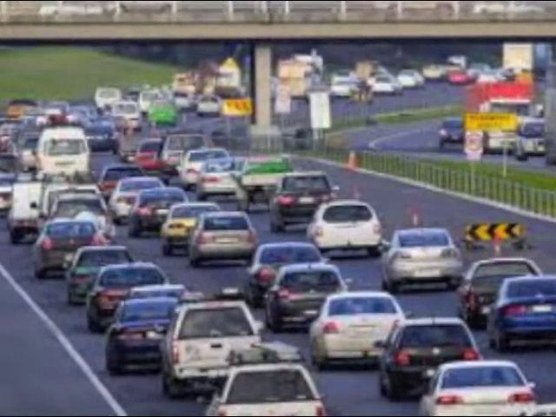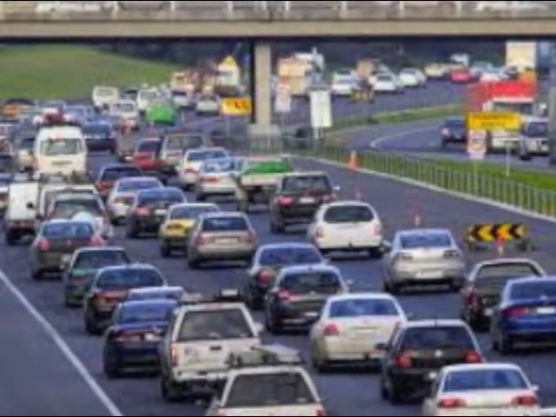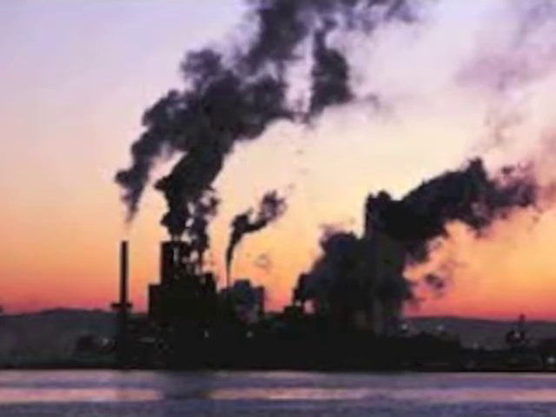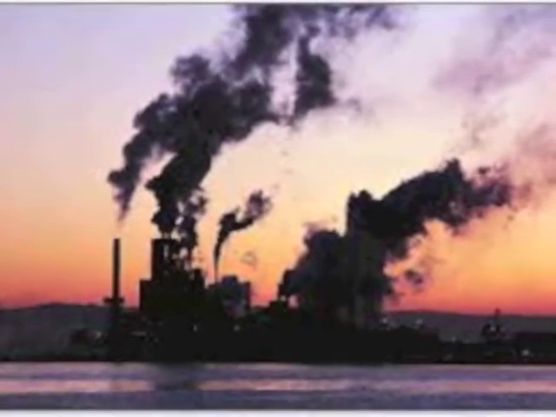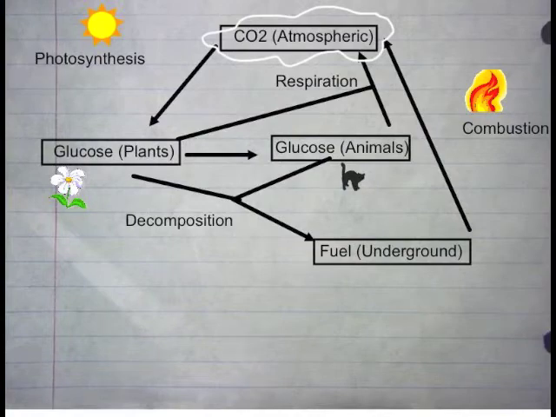More often, we use this fuel to power our cars and factories, and when it's combusted, we get energy as well as the waste product of CO2, which goes back into the atmosphere. Here you see a diagram representing the carbon cycle. CO2 going into glucose through photosynthesis and then returning through respiration. Or sometimes it will go underground through decomposition, where it's brought back up through combustion.